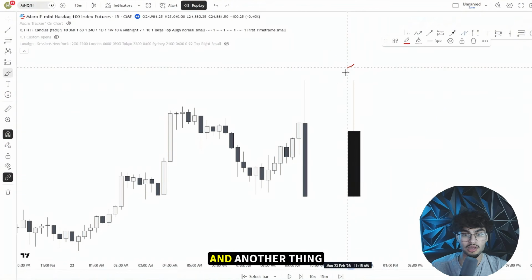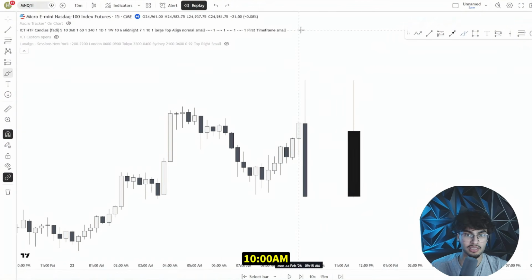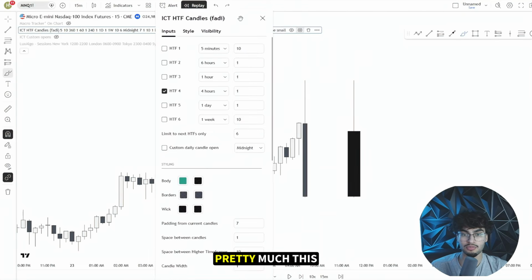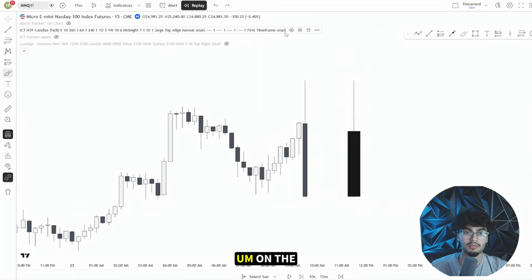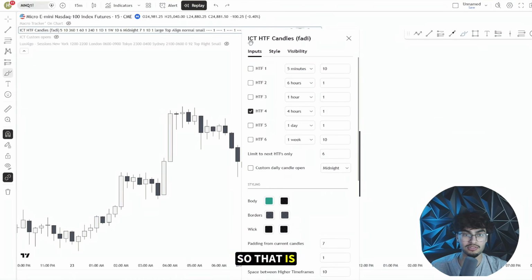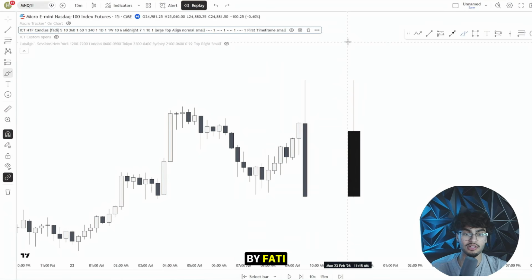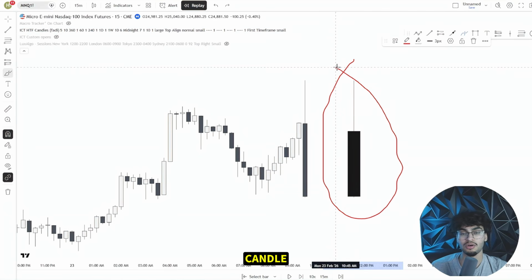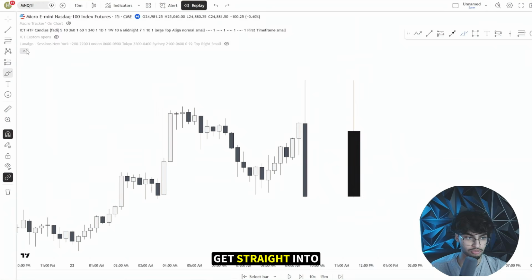And another thing, guys, is make sure you have this 10 a.m. 4-hour candle indicator. This gives you pretty much this right here on the lower time frame. So that is the ICT higher time frame candles by FODI, and that's the indicator I use to have this candle on the lower time frame. So we can get straight into it.